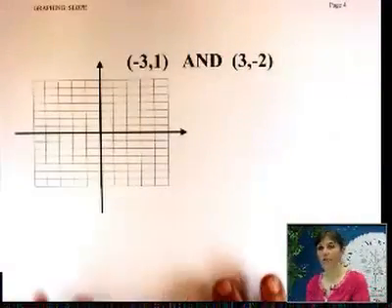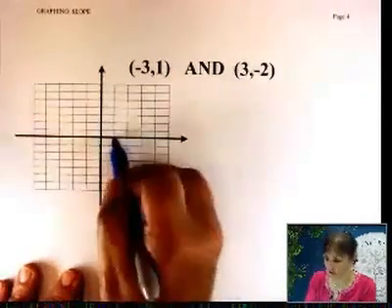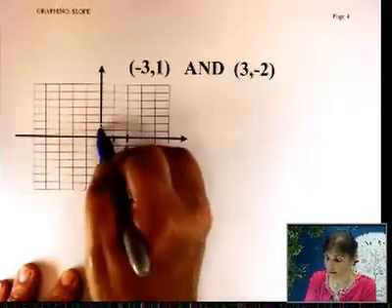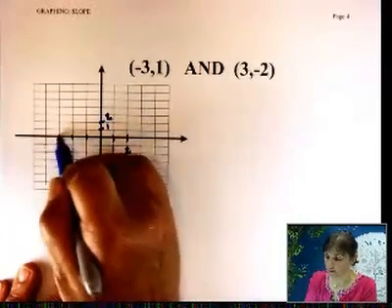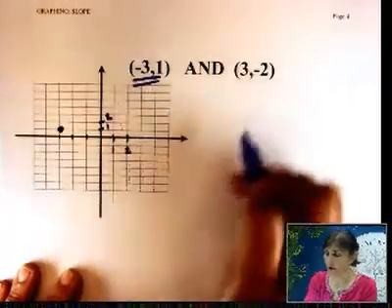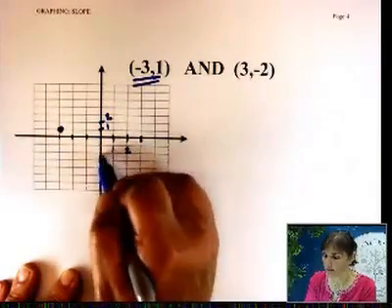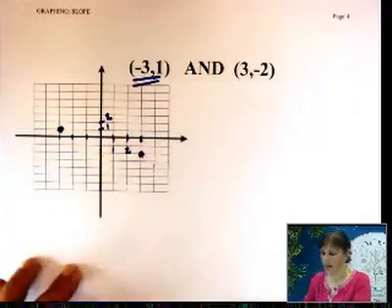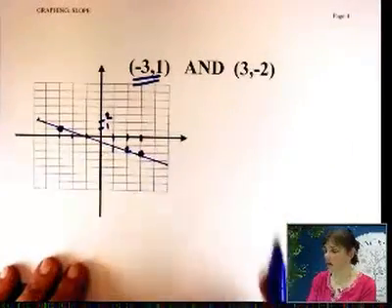Okay, how about negative 3, 1? Again, we have negative 3, 1, and here's that point, 3, negative 2. Now let's look at that one. That's going down. So what am I expecting? I'm expecting a negative slope, and let's see how it works.